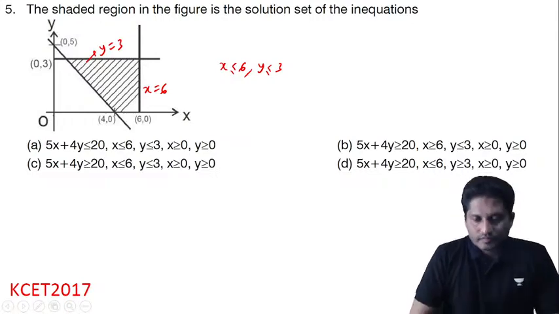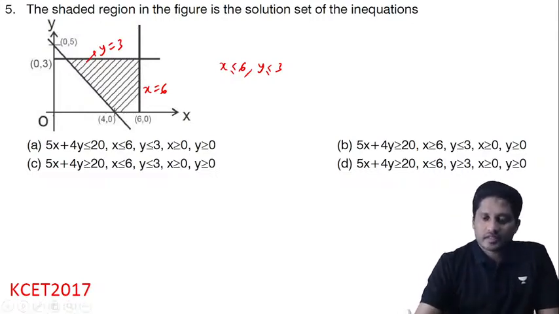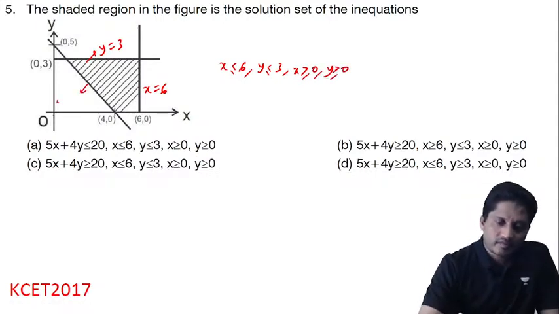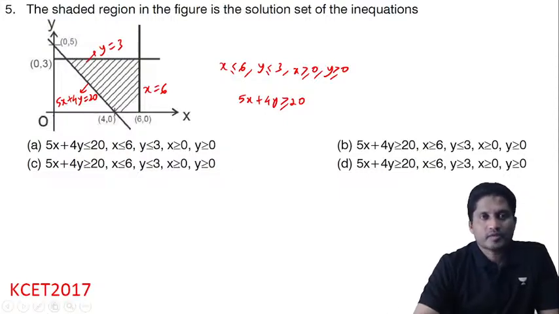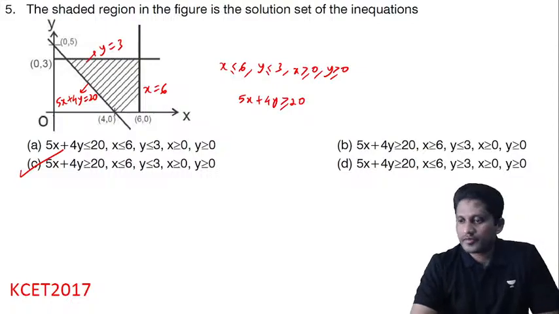Right now, it's shaded in the first quadrant. Obviously, x is positive and y is positive. This line 5x plus 4y is equal to 20. It's away from the origin. That's why this is 5x plus 4y greater than or equal to 20. Away from the origin. So the answer is 5x plus 4y greater than or equal to 20. This is x less than 6, y less than 3. Answer is option C. Let's move to the next question.